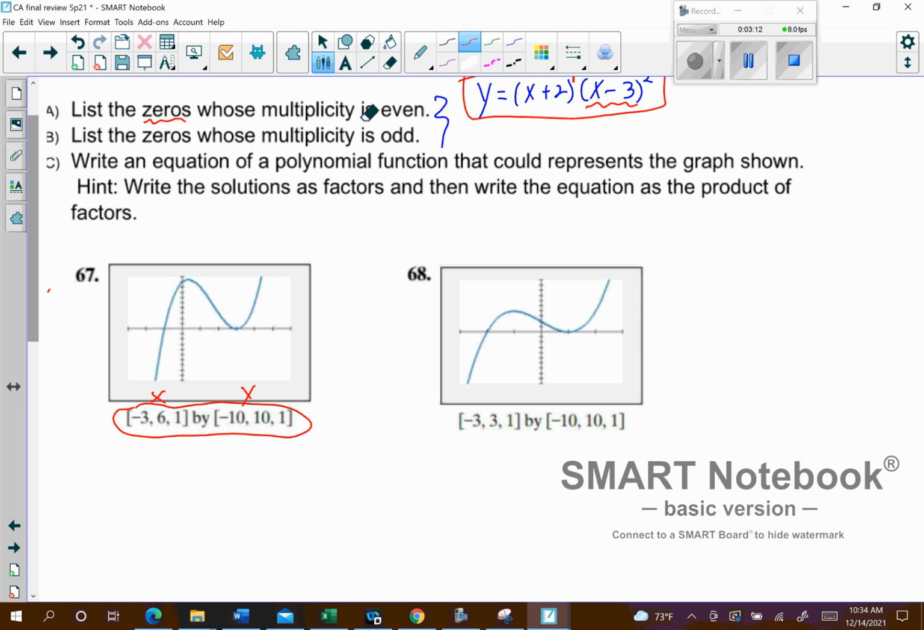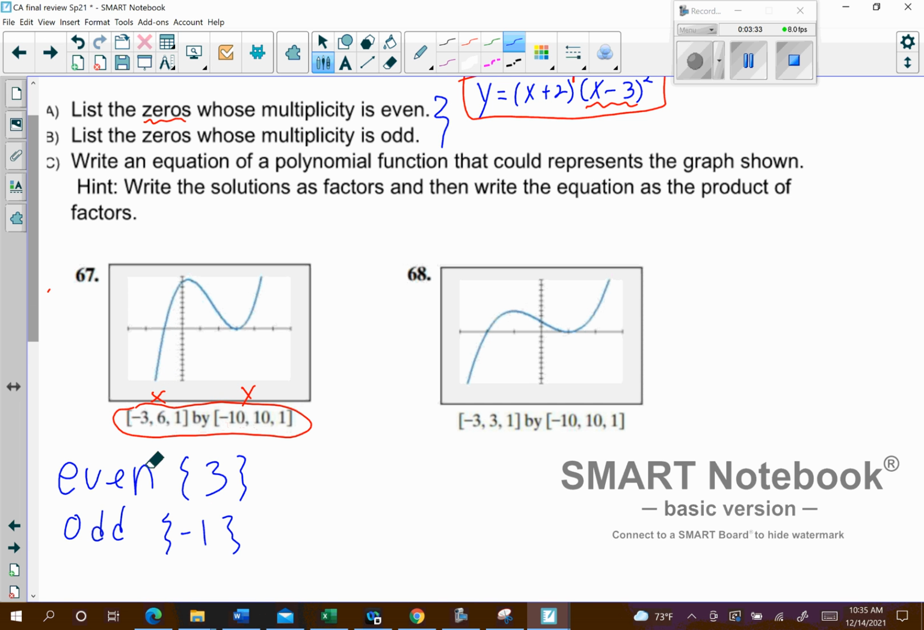So even multiplicity, we'll start with that first. And so we have that right there at 3. At 3, we have even multiplicity. And then for odd multiplicity, we have it right there at negative 1.